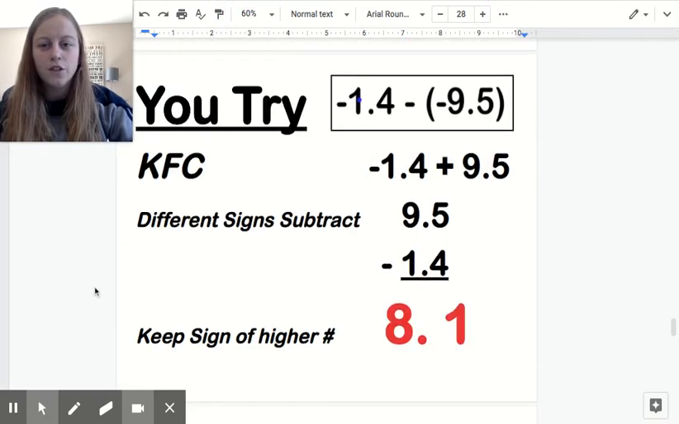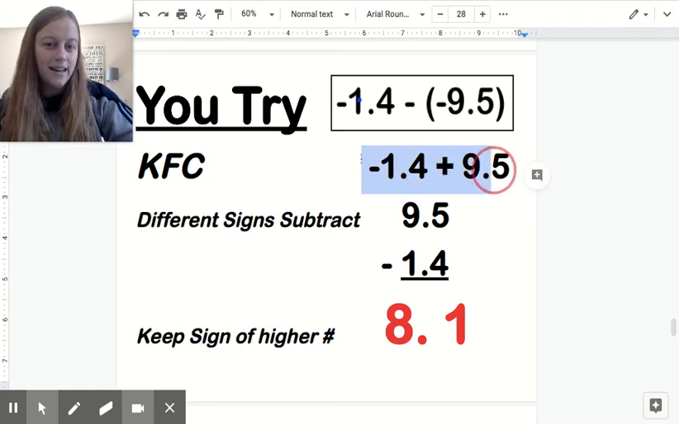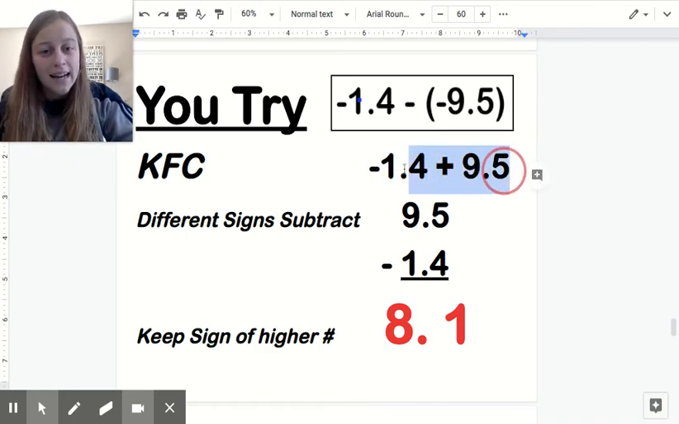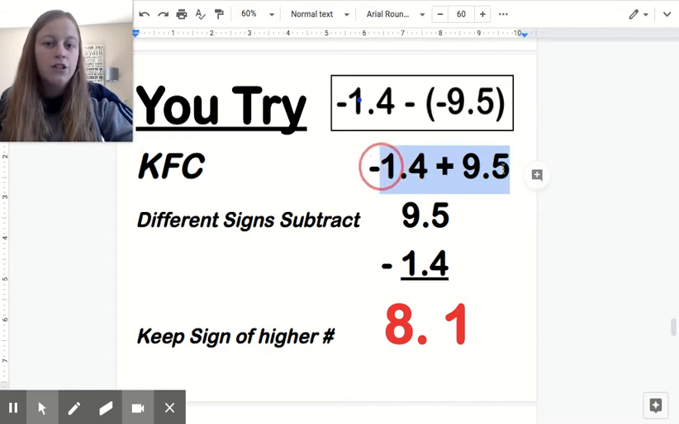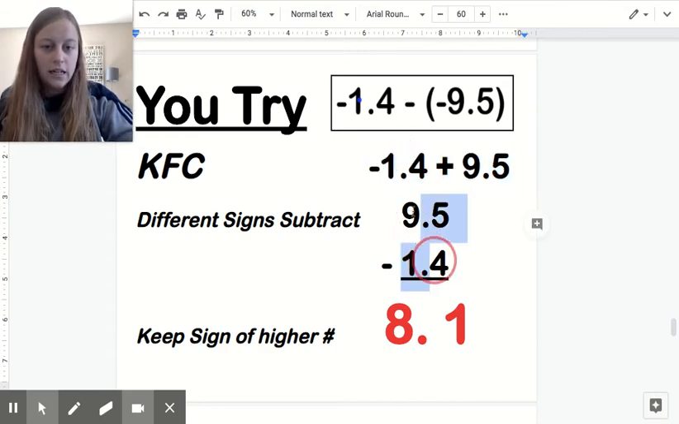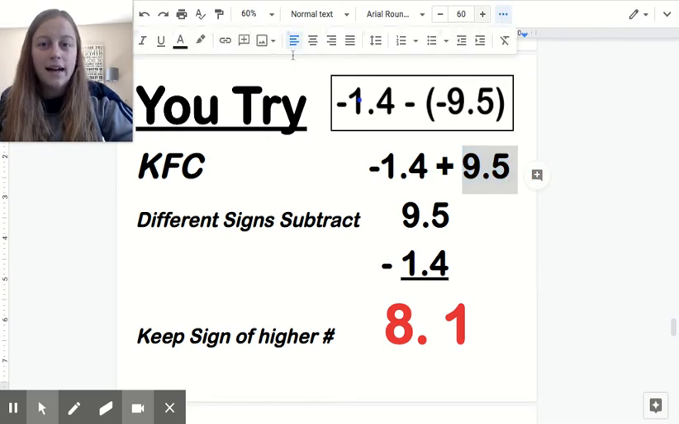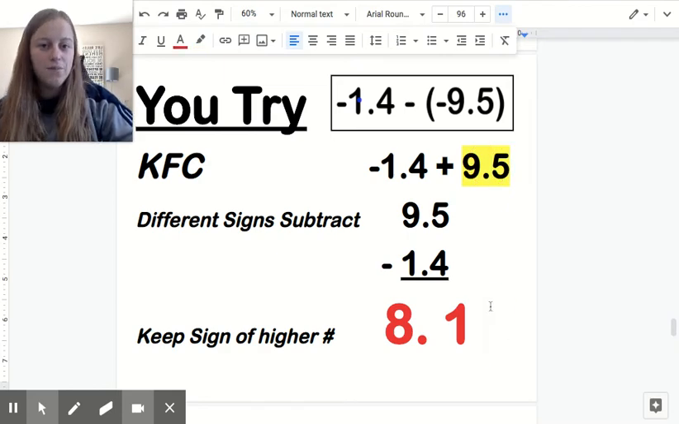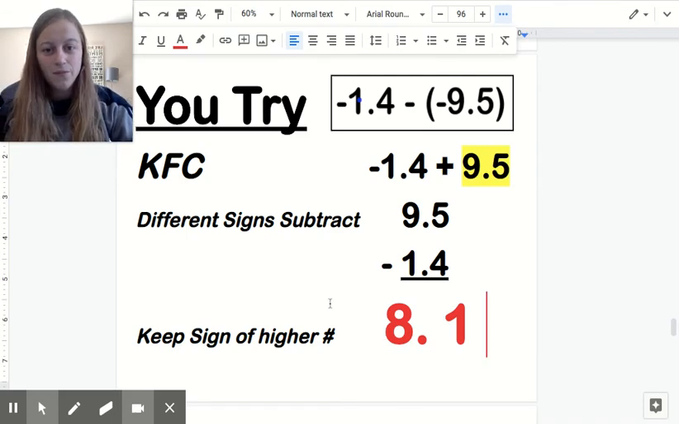Here's our answer for this You Try. First, we KFC'd it. So my problem was really negative 1.4 plus positive 9.5. I have different signs here, a positive and a negative, so I really am going to subtract those digits. 9.5 minus 1.4 gives me the digits 8.1. And then I keep the sign of the higher number, and the higher number in this case was 9.5, so my answer is positive. You can see my different steps as I worked down here.